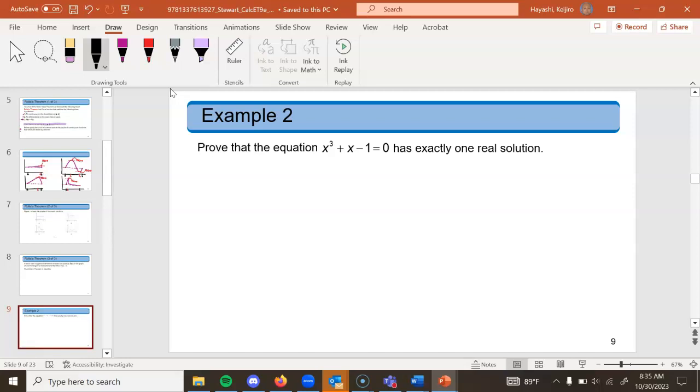Okay, so we're going to prove that the equation x cubed plus x minus 1 equals 0 has exactly one real solution, no more and no less. So first, proving that there are any solutions at all, we can actually use something we learned before. We can use the intermediate value theorem.